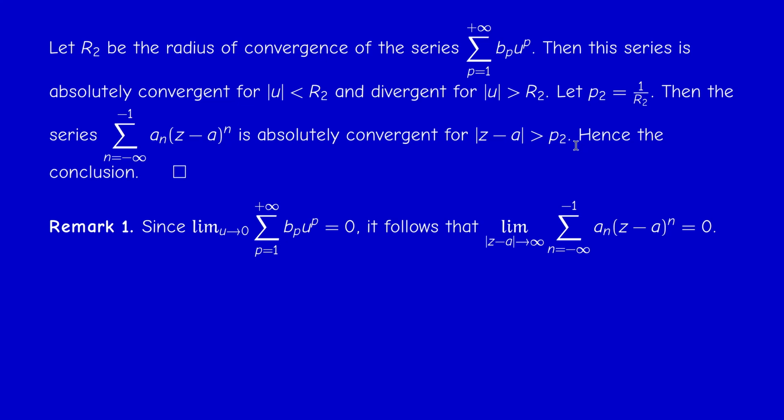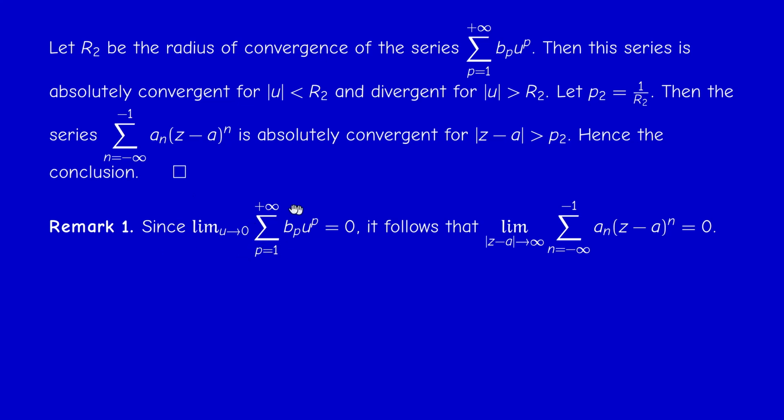If I combine the two results, when do I have absolute convergence? I have absolute convergence if z minus a is less than P1 in modulus, and z minus a is bigger than P2 in modulus. So when we combine both, we get the annulus of convergence. This concludes the proof of the first result.